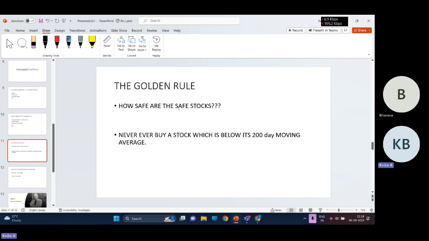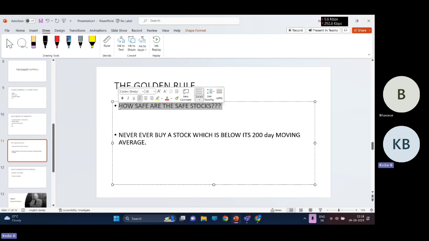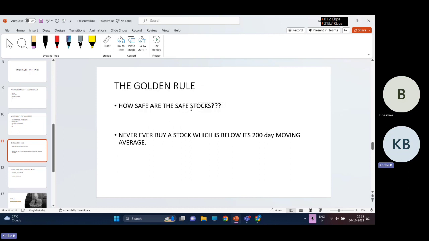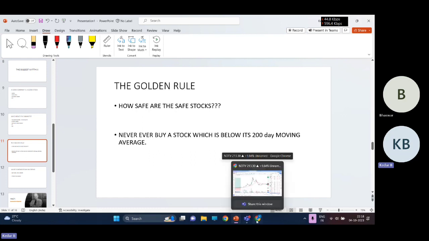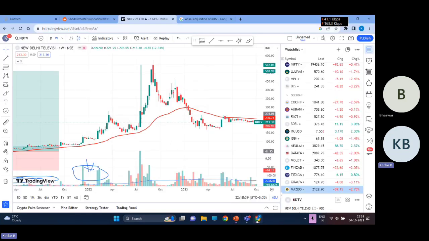How safe are the safe stocks? This is such an important statement. Let's analyze this. By safe stocks, we can say Reliance, or in US markets, the FAANG companies: Facebook, Apple, Amazon, Netflix, and Google. You have heard people investing in them, multi-billion dollar companies, so they are the safest ones. So people tend to buy them, right?